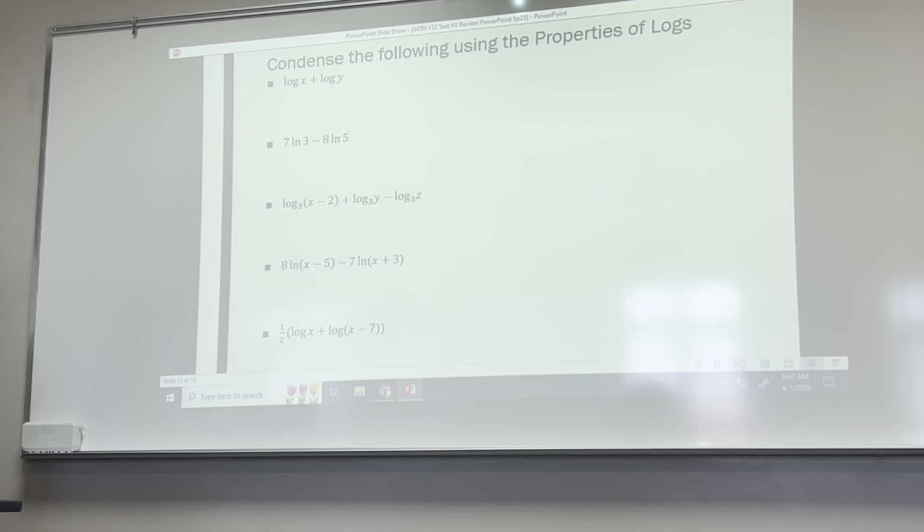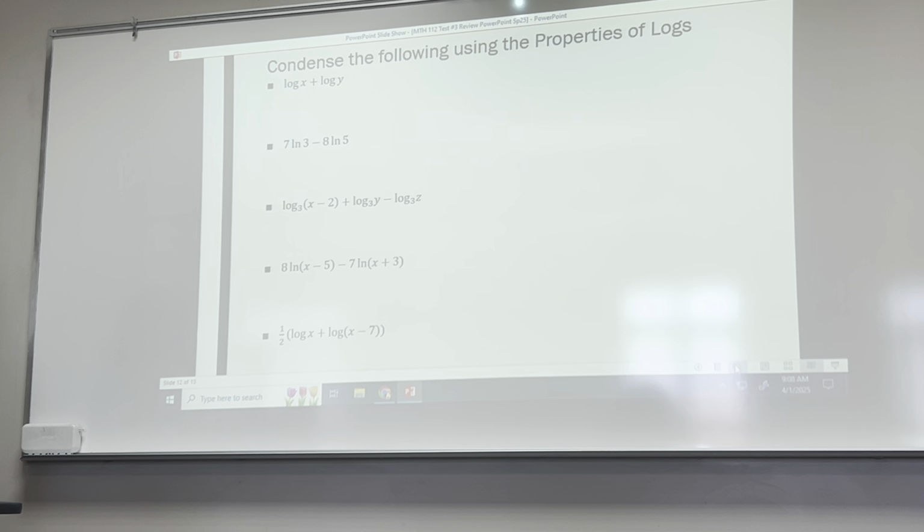Could you put these back together? Could you condense these back to a single log statement? Okay, the first one, this is the plus. That's the product rule in expanded form, right? So if I condense it, it'll just be log of what? X times y, right? That's it.